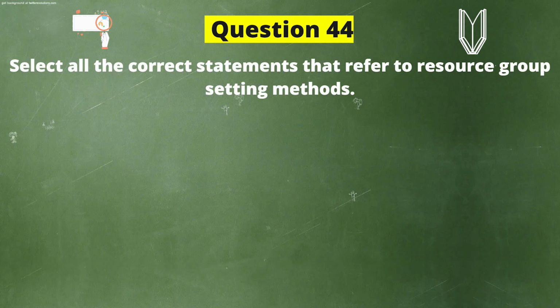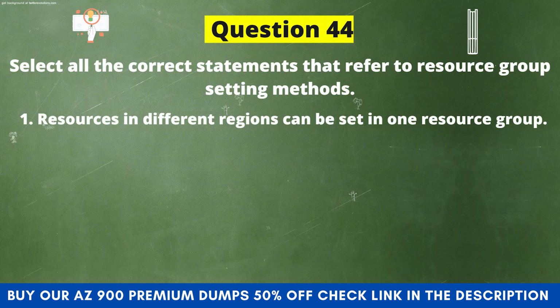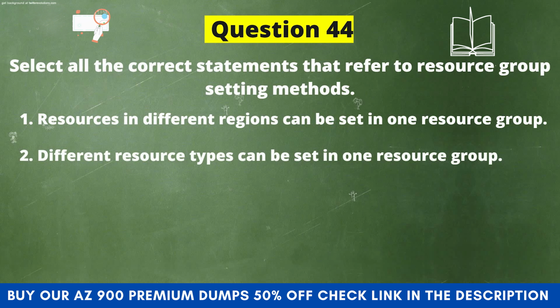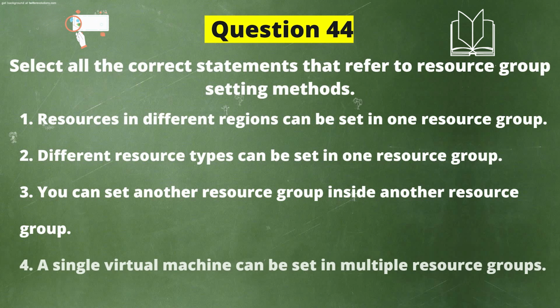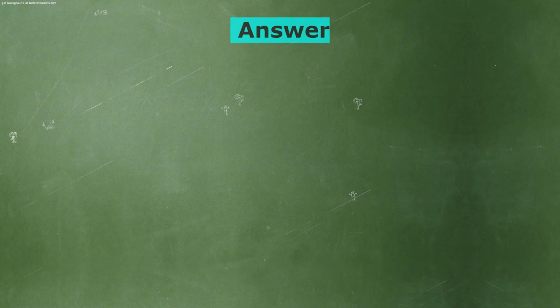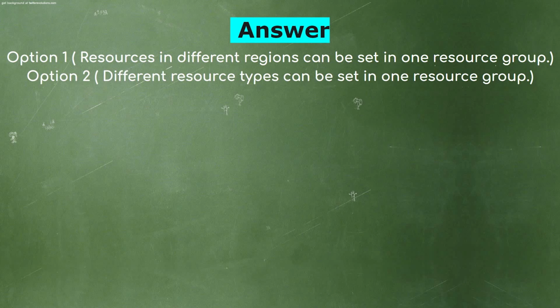Next question. Select all the correct statements that refer to resource group setting methods. And the options are 1. Resources in different regions can be set in one resource group. 2. Different resource types can be set in one resource group. 3. You can set another resource group inside another resource group. 4. A single virtual machine can be set in multiple resource groups. And the correct answer is option 1. Resources in different regions can be set in one resource group. And option 2. Different resource types can be set in one resource group.